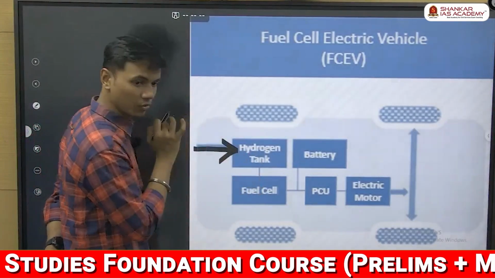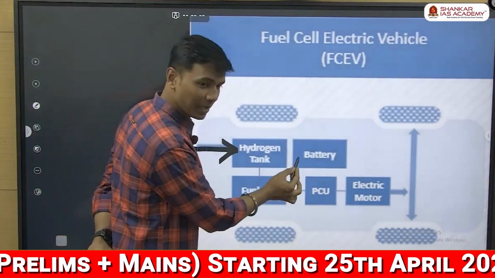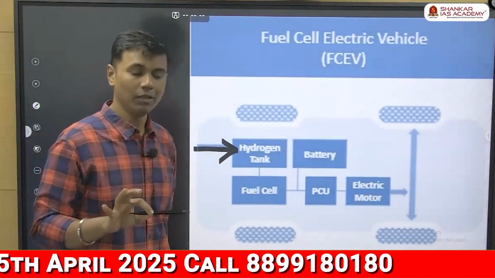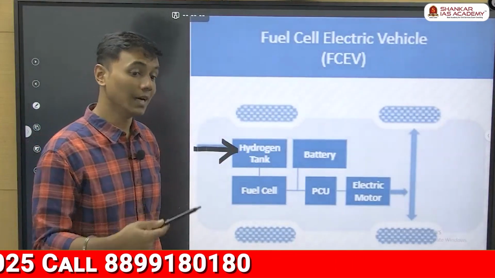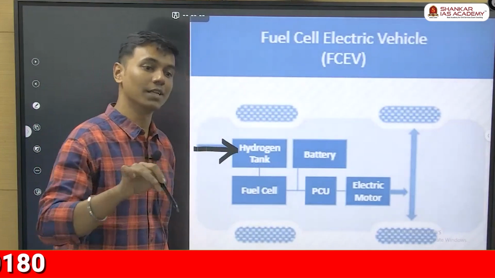Hydrogen tank is connected to fuel cell. Fuel cell produces electricity, which is stored in battery. Battery drives the electric motor. So this is also an electric vehicle, but the difference is you're not going to recharge the car, but you're going to refuel the car. You're refueling with hydrogen, but still it runs on electric power.